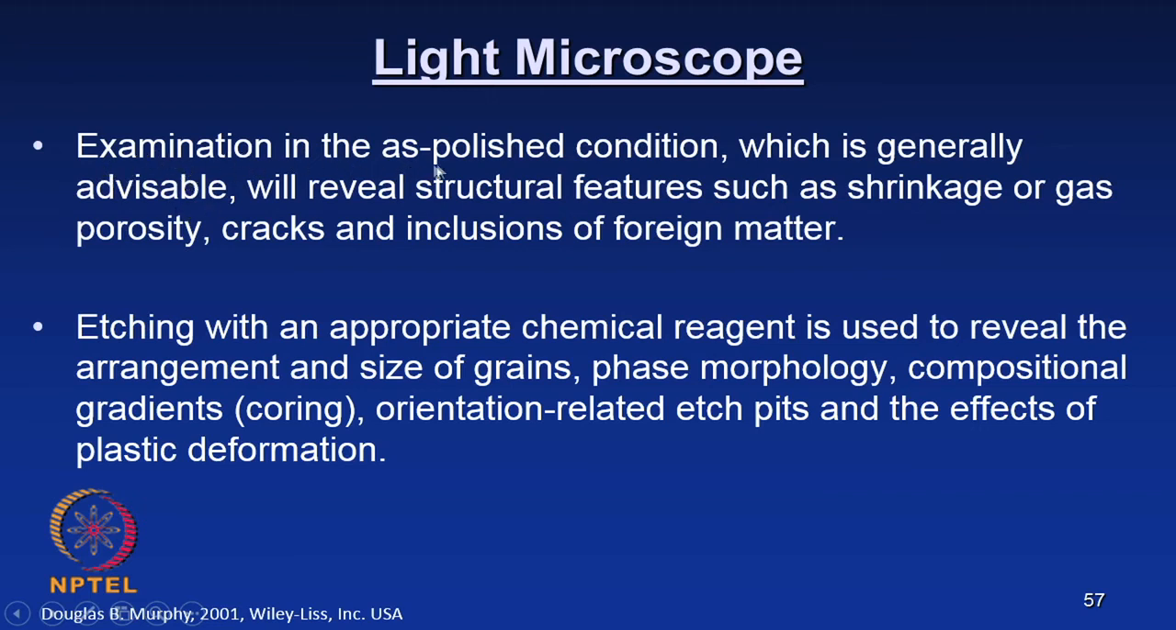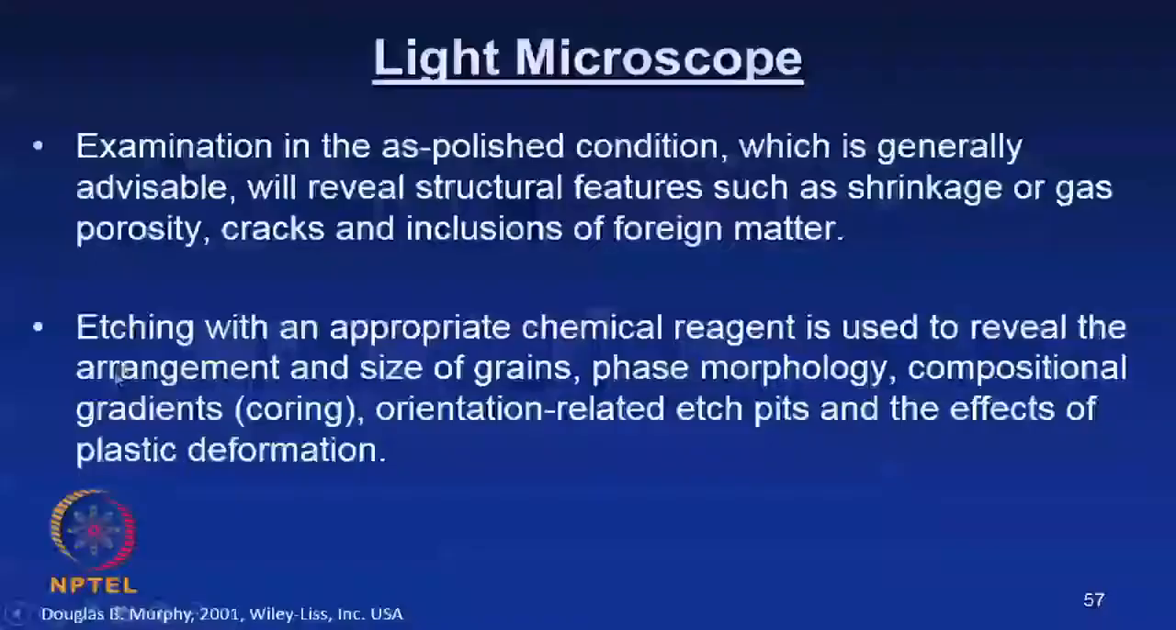Examination in the as-polished condition, which is generally advisable, will reveal structural features such as shrinkage or gas porosity, cracks, and inclusions of foreign matter. For that we need to do something called etching. I will be dealing with it in much more detail when I talk about sample preparation for all these microscopy techniques. However, just look at the initial remarks. Etching with an appropriate chemical reagent is used to reveal the arrangement and size of grains, phase morphology, compositional gradients, sometimes called coring, orientation related etch pits, and the effects of plastic deformation.